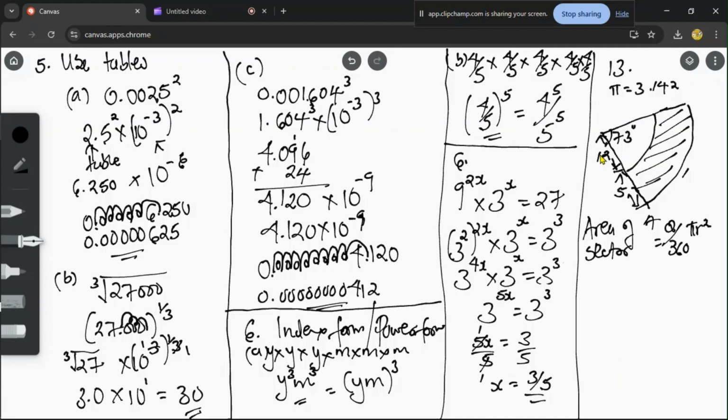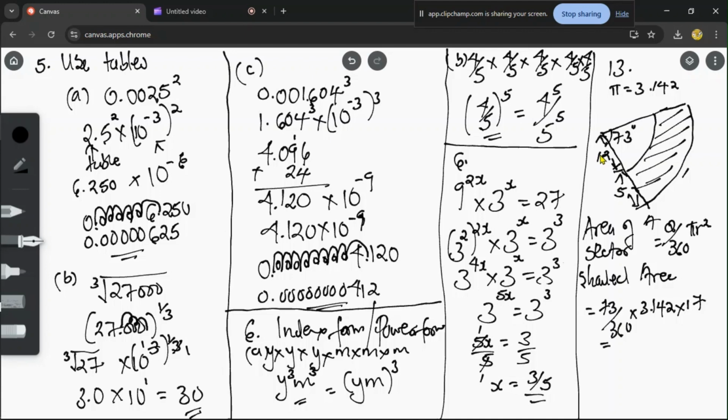So the big sector, if I get the shaded area, will be the area of the big one minus the small one. So I'll say area of the big one. This is the formula for getting area. The angle is 73 all over 360 multiplied by 3.142. That is the pi. Then the radius. The big one, the radius is the distance from here up to here, so 12 plus 5, that gives me 17.